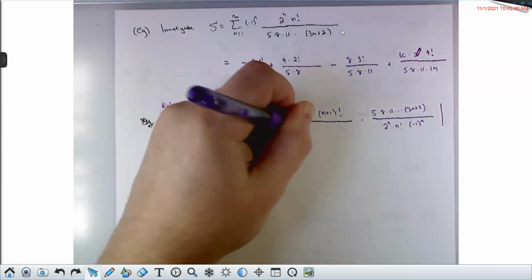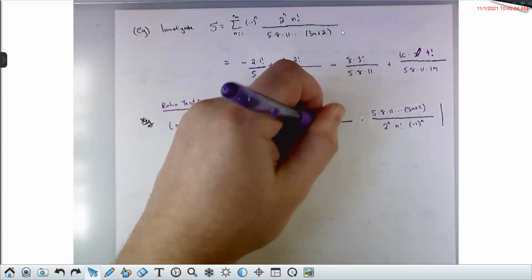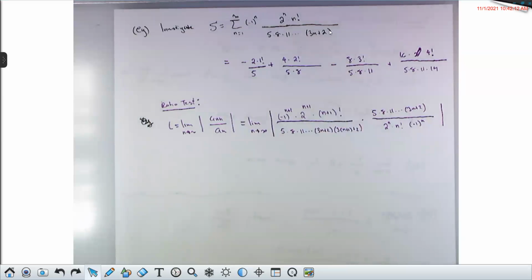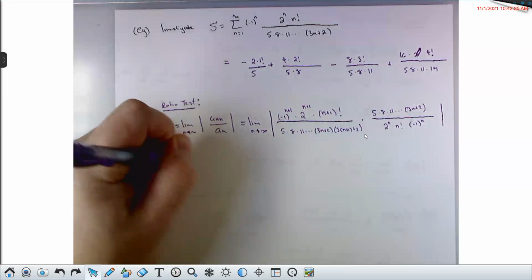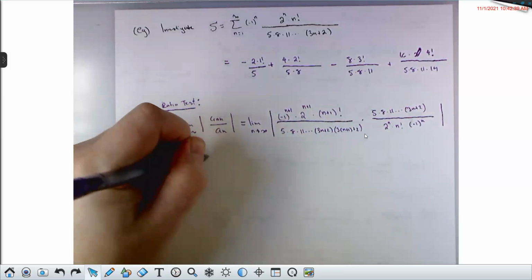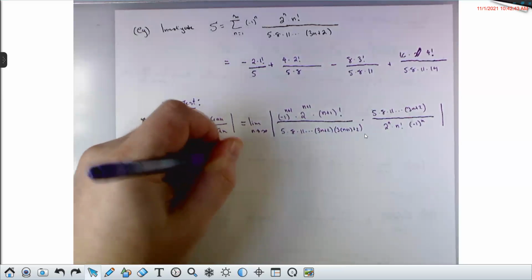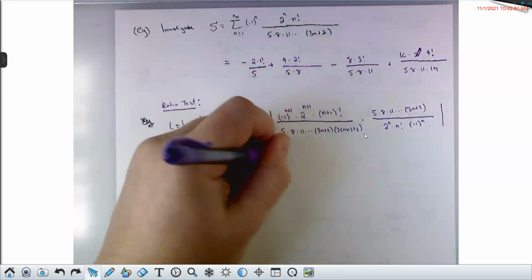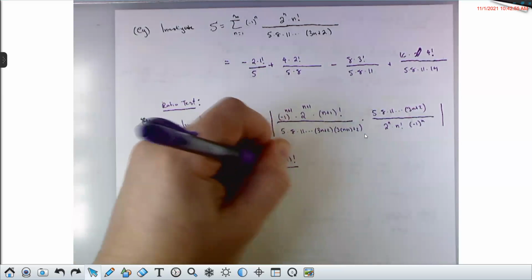This would be 5 times 8 times 11, and I would just write it as 3n plus 2, and then 3 times n plus 1 plus 2. Right? So the product in the bottom has one more term every time n goes up by 1. So the product in the bottom of a_(n+1) is the same as the product in the bottom of a_n, just with one more term following that same pattern. And you're correct that this is 3n plus 5. So if I continue over here, I have the limit as n goes to infinity of the absolute value of, I'll group all the like stuff together, negative 1 to the n plus 1 over negative 1 to the n, 2 to the n plus 1 over 2 to the n, n plus 1 factorial over n factorial.